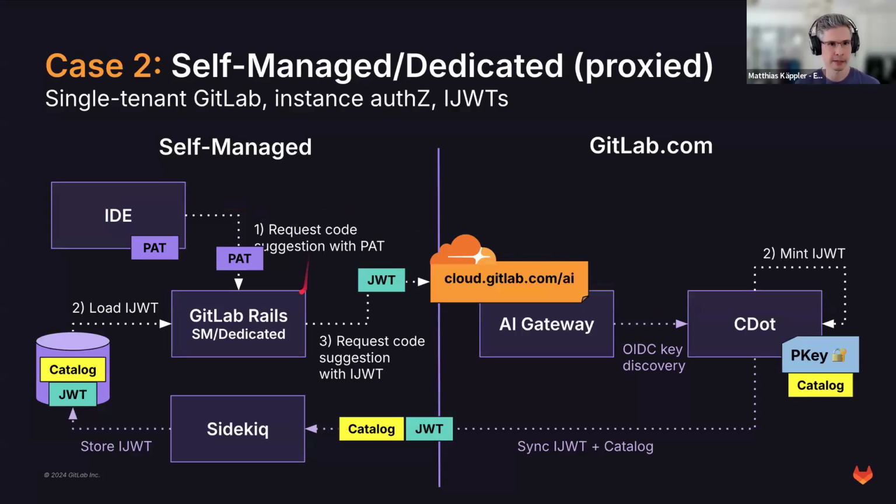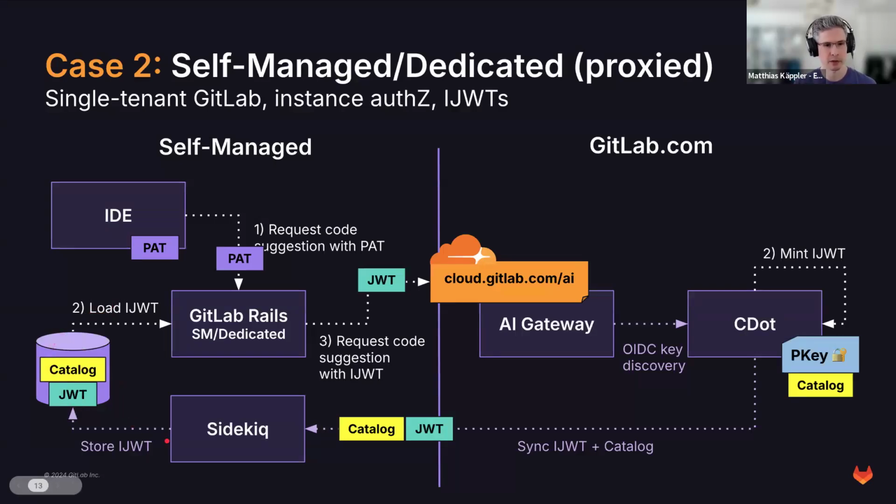The first step is the same as we had on GitLab.com. You just request your code completion. But now this might be on premises with a specific customer, right? So their own users in their own IDEs request a code suggestion to the self-managed Rails instance. And instead of creating a JSON Web Token on the fly, we actually load it from the database. Well, how does it get to the database?